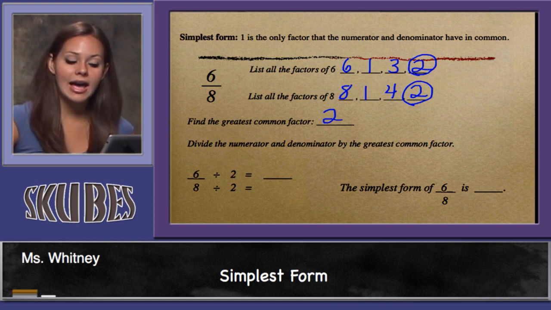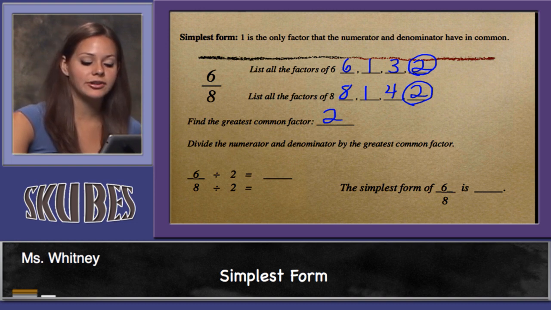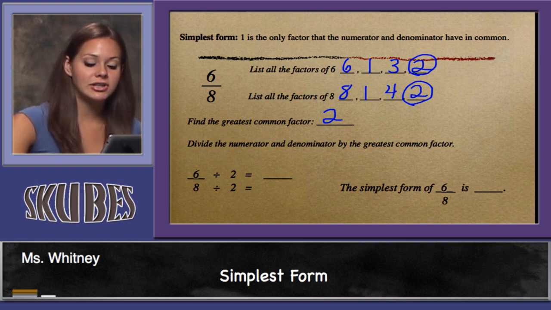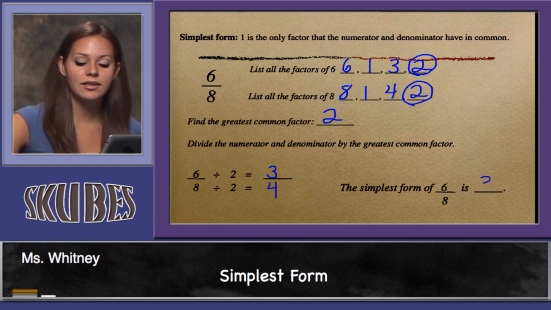Next, I'm going to divide the numerator and denominator by the greatest common factor. 6 divided by 2 equals 3, and 8 divided by 2 equals 4. So the simplest form of 6/8 is 3/4.